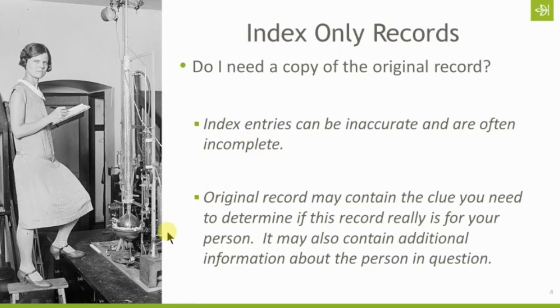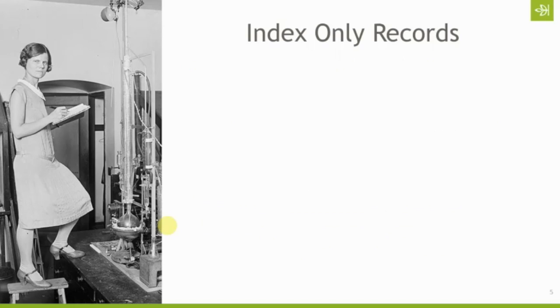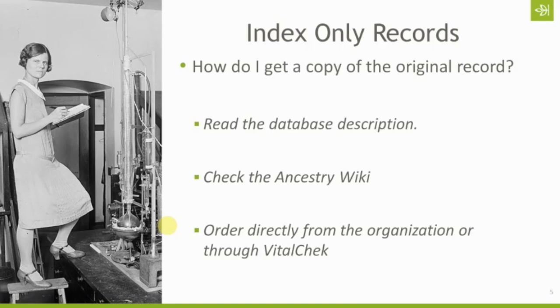And those original records may have the very clue you need to determine if this record really is for your person or not. And almost always they're going to contain additional information about the person in question. When we think about death records, for example, very often death records will list the name of the parents of the person in question. So again, there's more information available where the index entry doesn't always contain that information. So the question then comes up, how do you get a copy of that original record?